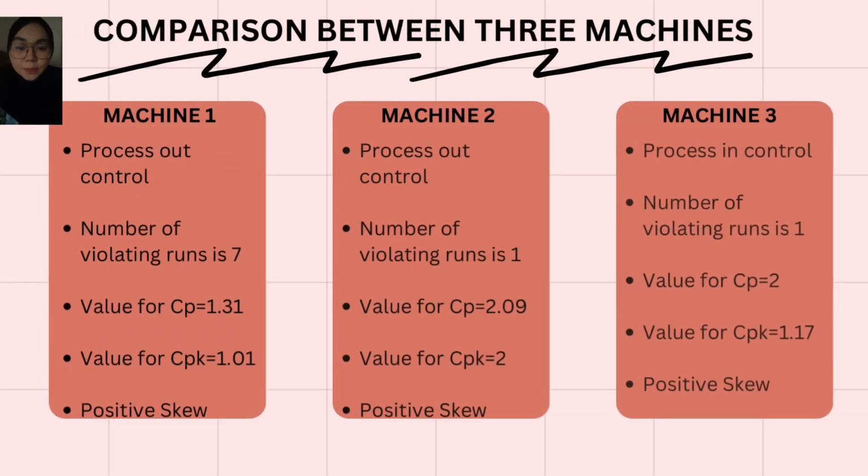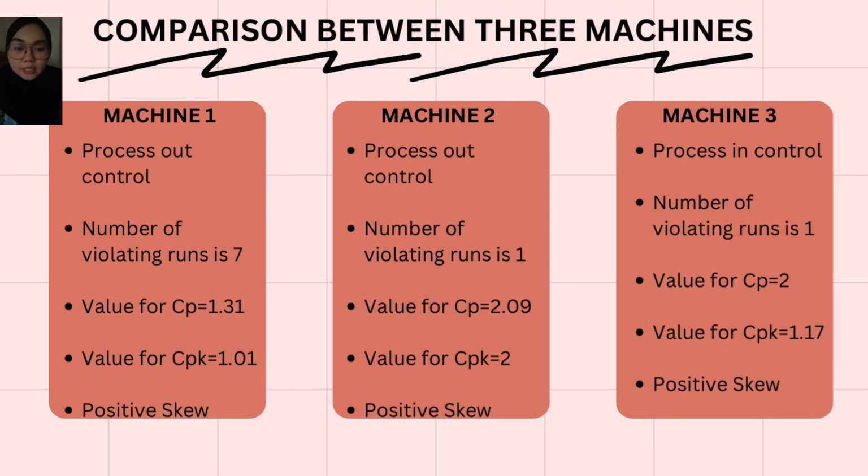This is the comparison between the three machines. Machine 1 is out of control, and the number of violating runs is 7, where the value for CP equals 1.31 and the value for CPK equals 1.01. Machine 1 is positively skewed. For machine 2, the process is out of control. The number of violating runs is 1. The value for CP equals 2.09 and the value for CPK equals 2. Machine 2 is positively skewed.